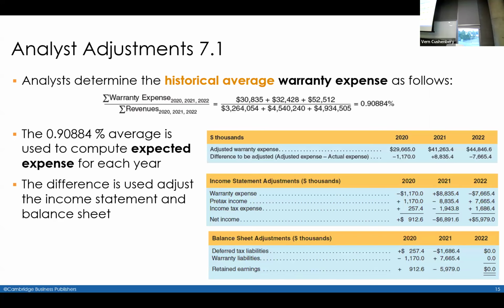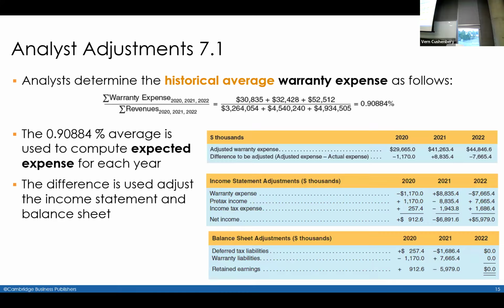In this example, our authors are assuming that rather than the current estimate that management puts forth, we want to use the historical average. So we take warranty expense over the last 3 years, divide it by revenues over the last 3 years, and get a historical average of 0.9%. Then we can use 0.9% times sales in each particular year to get a new estimate of warranty expense. So we delete the old warranty expense line item, put the new estimate in, and let that cascade through the financials. Now we have an adjusted set of books.